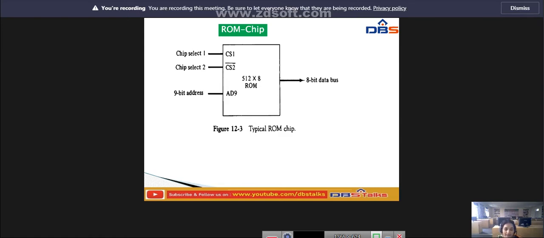So the 9 address lines specify any one of the 512 bytes stored in it. In this diagram, in the ROM chip, I have CS1 and CS2, chip select 1 and chip select 2. The middle ROM is 512 by 8 bits. The two chip select inputs must be CS1 equal to 1 and CS2 equal to 0 for the unit to operate. Otherwise, the data bus is in the high impedance state.